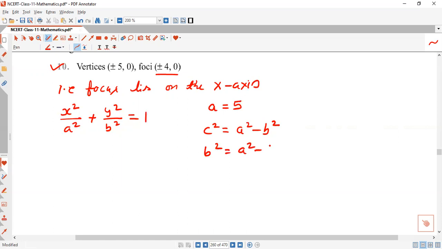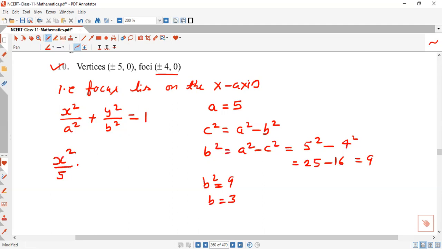So we see that here b square equal to what? a square minus c square. And a square is 5 square and c square is 4 square. So it will come out 25 minus 16, which is 9. So b square equal to 9. So b comes out 3. Put the values in the equation. So this equation will be x square upon 25 plus y square upon 9 equal to 1. So this is the equation of the ellipse.